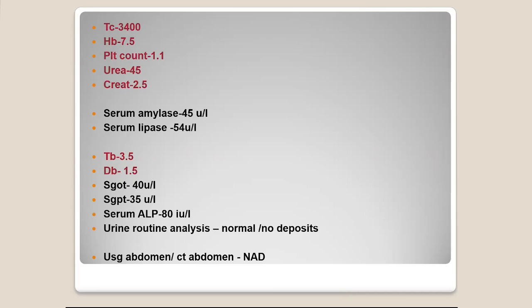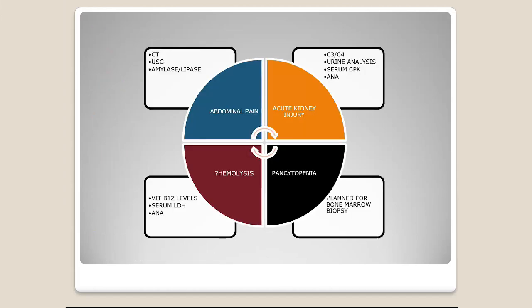Then the urine routine analysis done at the initial time came as normal, with no deposits, no RBCs, no pus cells, and no proteinuria or even trace. And the ultrasound abdomen and CT abdomen done were normal. So the patient was moved to the medical side.